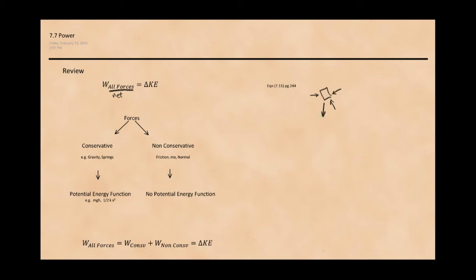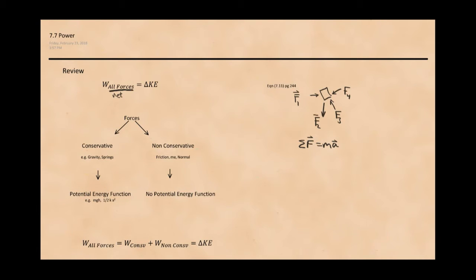Say we have a problem of a block with four forces on it. Now, normally we would call these forces gravity, normal force, friction. But to keep it general, let's label this force 1 through force 4. Now, Newton's second law says that if we add up all the forces, it'll equal mass times acceleration.